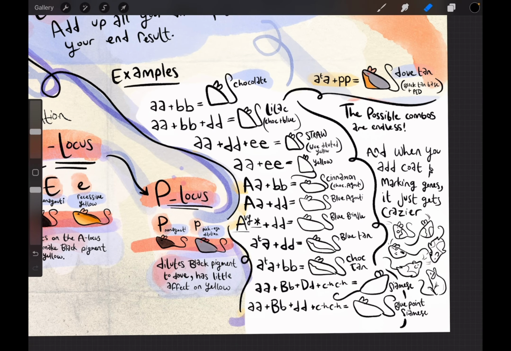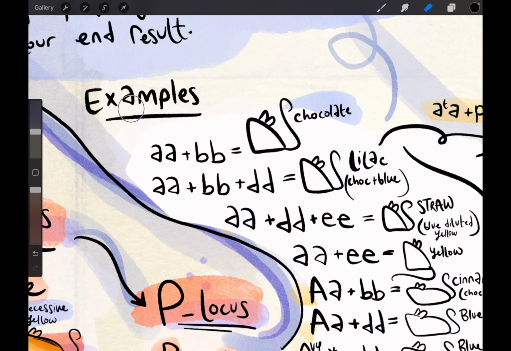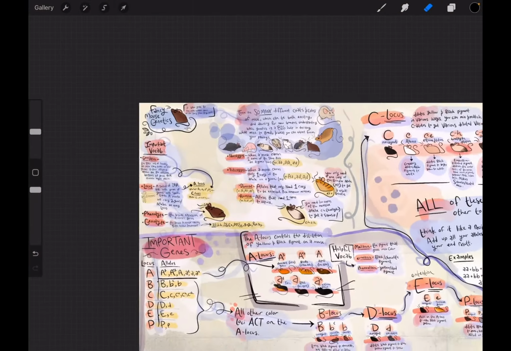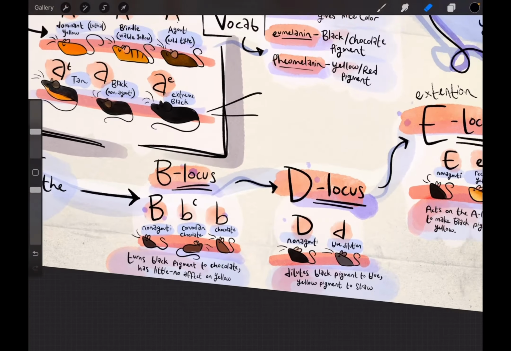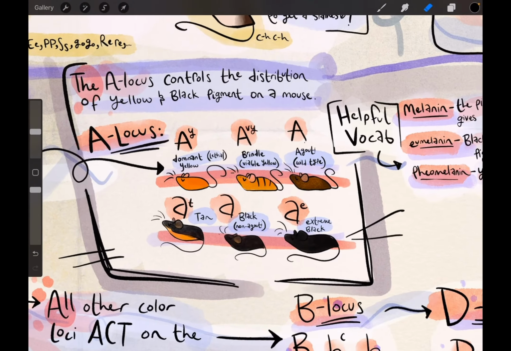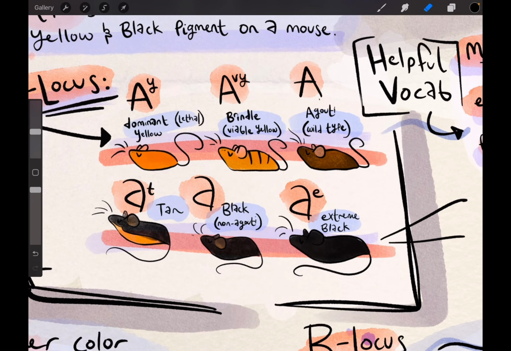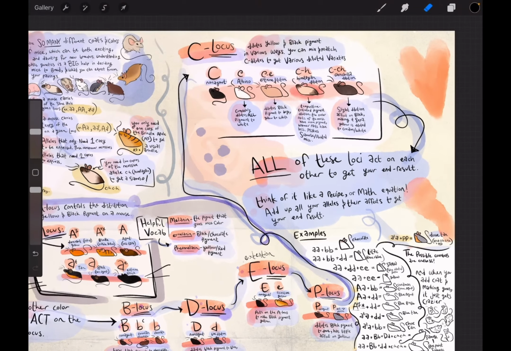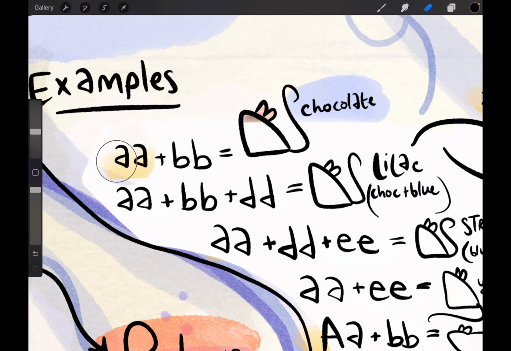Alrighty, guys, let's go ahead and finish this up with some fun little examples for you. So, let's start here. We're going over how the different fancy mouse color genes on their different loci add up and affect each other. And of course, as you remember at the very beginning, the A locus controls the distribution, so this is our base. This is our foundation. And then all of these other loci, all these other alleles will act on that foundation to give us our end result. So let's go ahead and see what that looks like in practice.